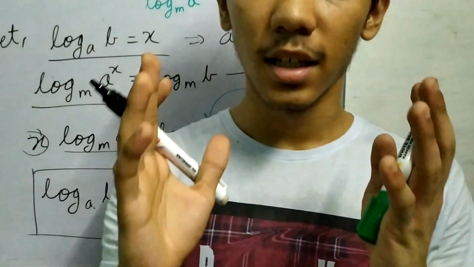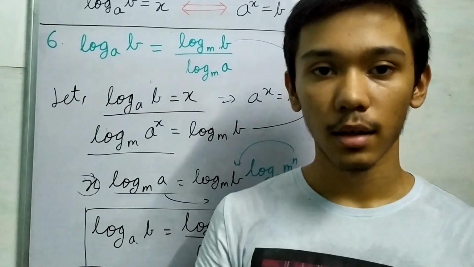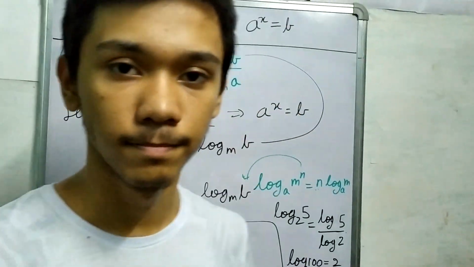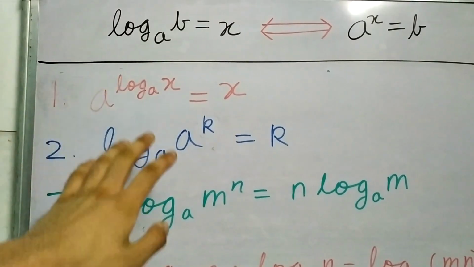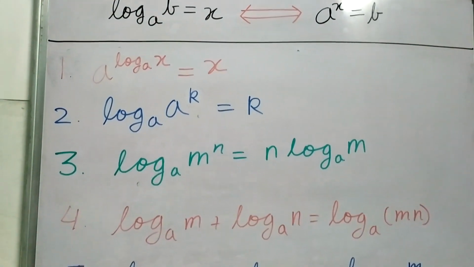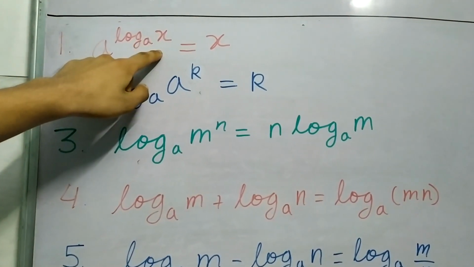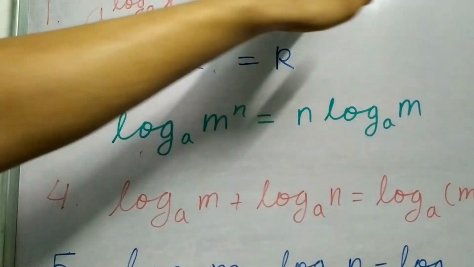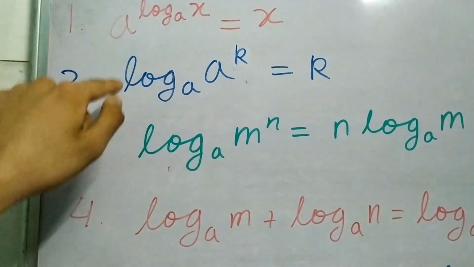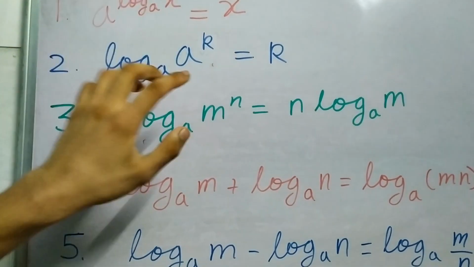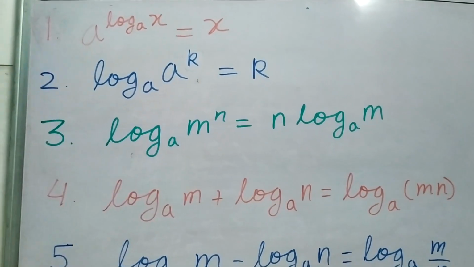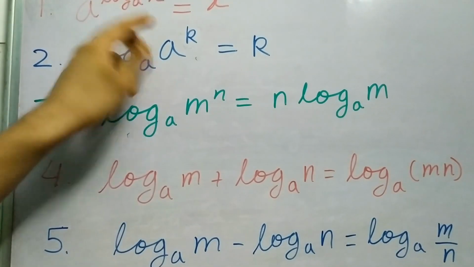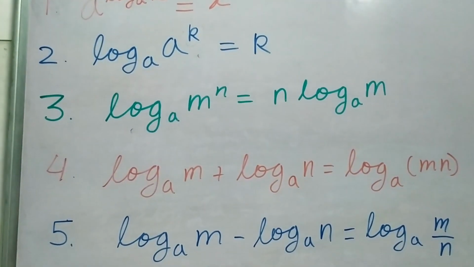So we studied 6 properties today. Let me show them on the board. These are the properties which we have studied. a to the log base a of x gives you x. It's pretty obvious from the definition of log. Similarly, log base a of a to the power k is nothing but k, and if you wanted to write k as x, you're free to do it.